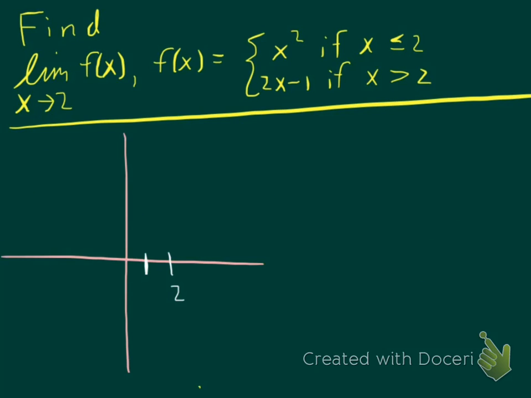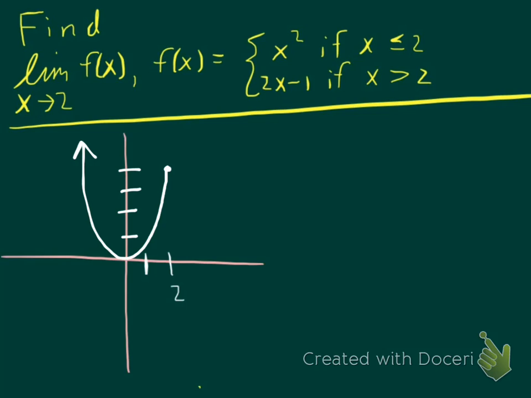Okay, so I'm going to have you try this one on your own. Alright, I'm going to go ahead and ask you to pause the video. I'm going to show the solution, and y equals x squared if x is less than or equal to 2. So if I plugged in 2, I'd get 4, and I know that the graph of y equals x squared looks like that.